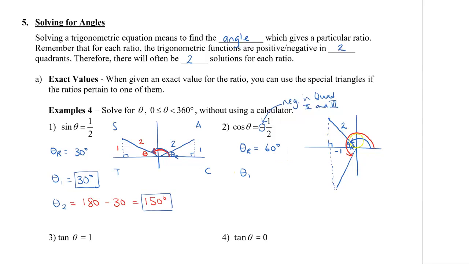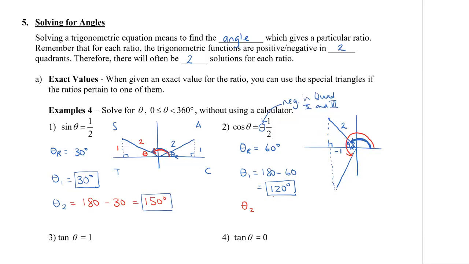So my first angle, this one here in blue, the blue arc, that's going to equal 180 minus this little angle, my reference angle. So 180 minus 60, that's going to give me 120 degrees.